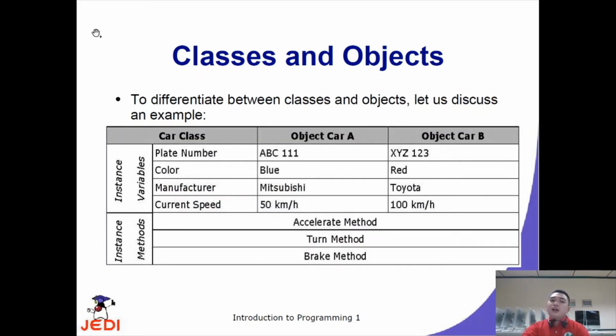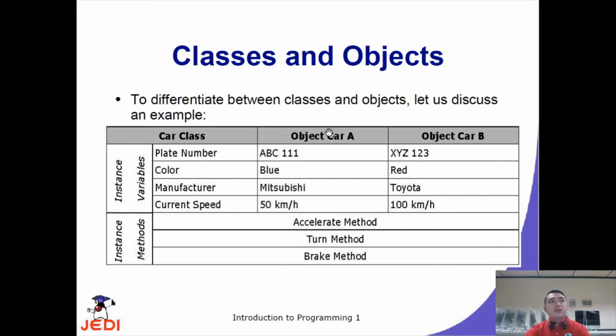We do have a car class here. The car class is defined by its fields and methods. These are the fields: plate number, color, manufacturer, current speed. The fields are just variables, similar to variables. And then we have methods, which are accelerate, turn, and brake.